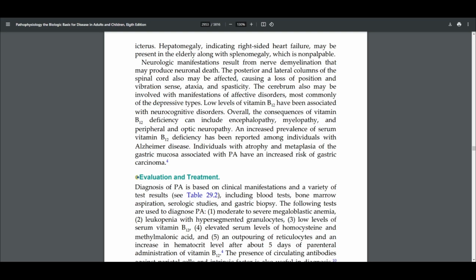Overall, the consequences of a vitamin B12 deficiency can include encephalopathy, myelopathy, and peripheral and optic neuropathy. An increased prevalence of serum vitamin B12 deficiency has been reported among individuals with Alzheimer's disease. Individuals with atrophy and metaplasia of the gastric mucosa associated with pernicious anemia have an increased risk of gastric cancer.